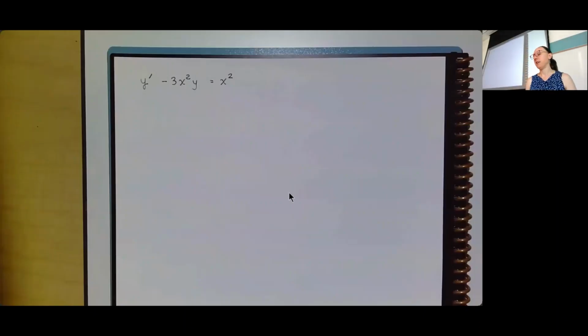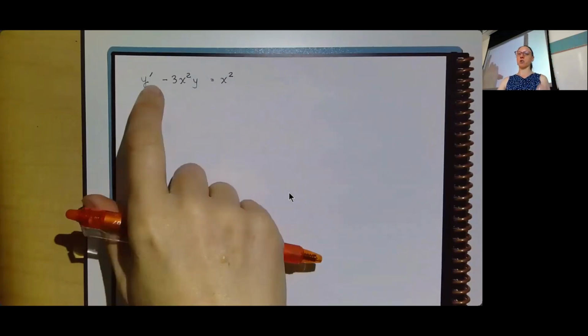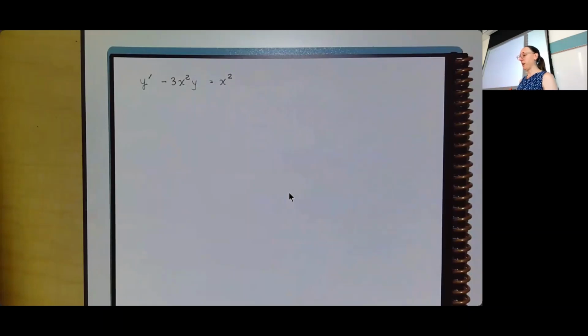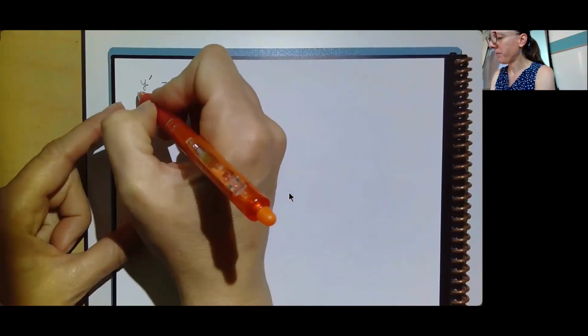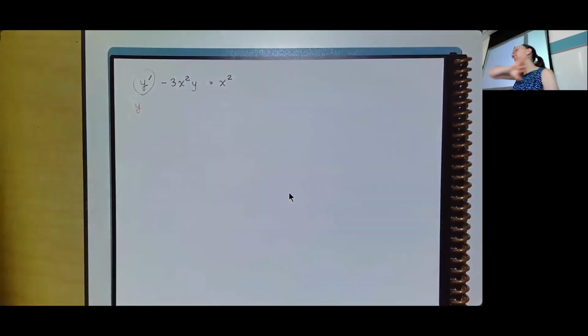Linear. So let's talk about those words. The first order part means that I only have a first derivative. I don't have a second derivative or a third derivative or a 12th derivative. I just have a first derivative piece. That's my first order. What linear means is whatever variable we took the derivative of, in this case y, anywhere else the y shows up in the equation has to be raised to the first power. That's all it means to be linear.